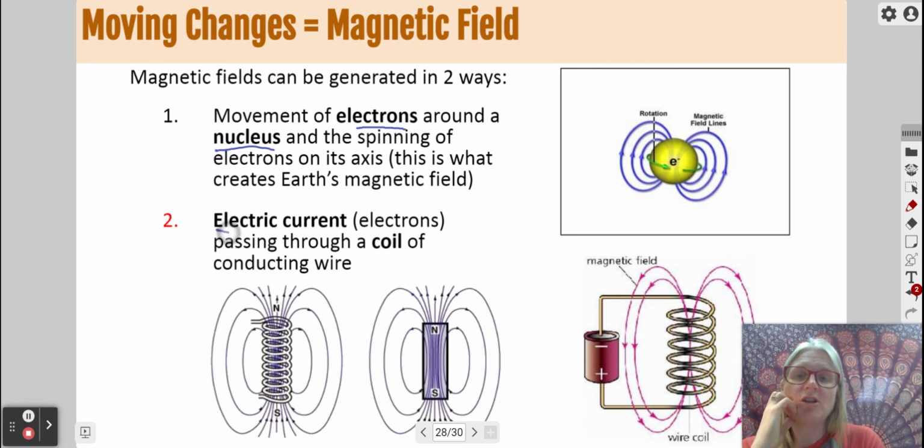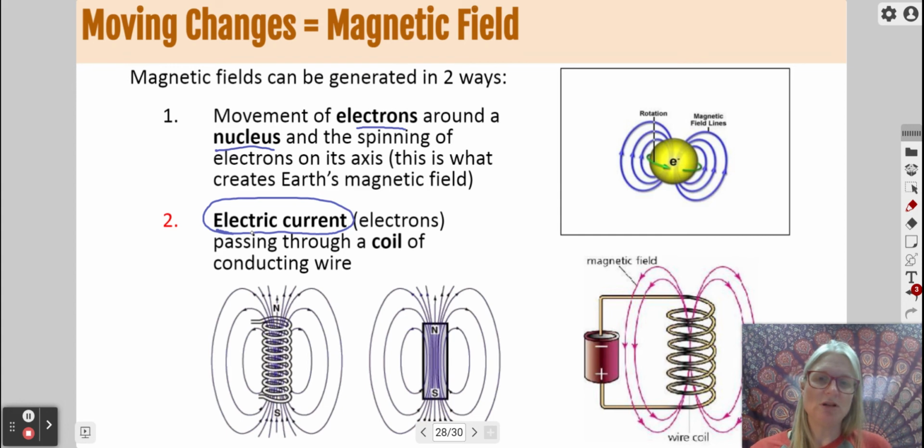You can also create a magnet using an electric current. If you put electricity through coils of wire, you can actually create a magnet. We're going to learn more about that in the third lesson, because this is how motors and generators work. But it's good to know that electric currents can create a magnetic field.